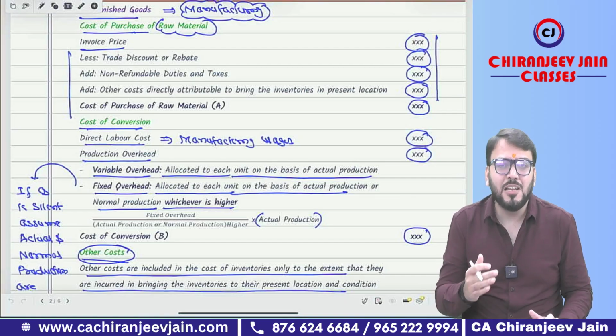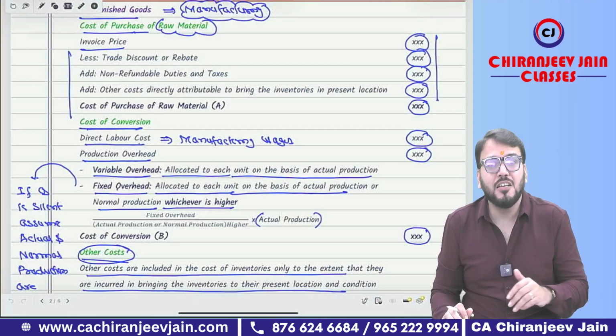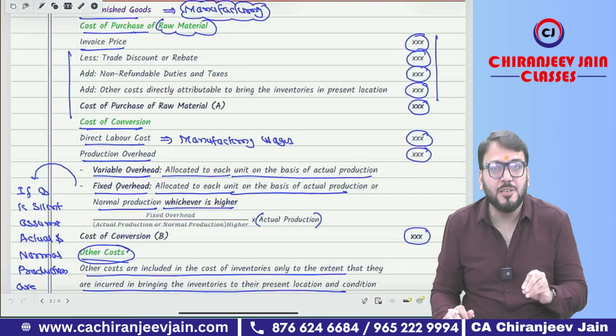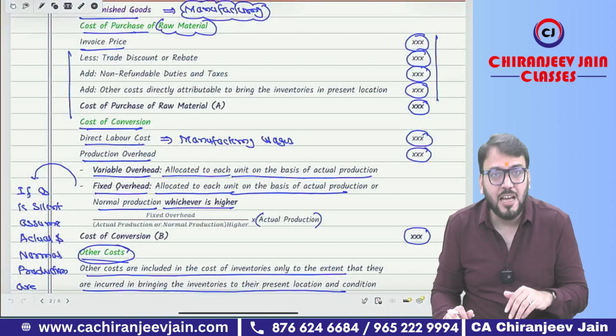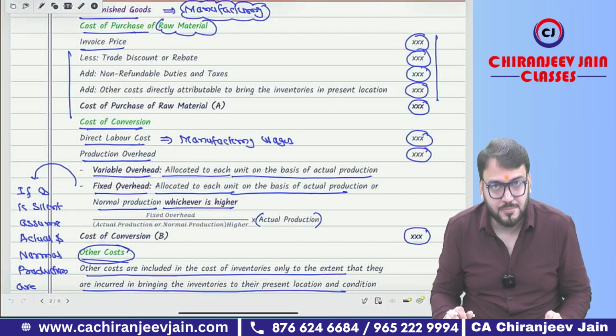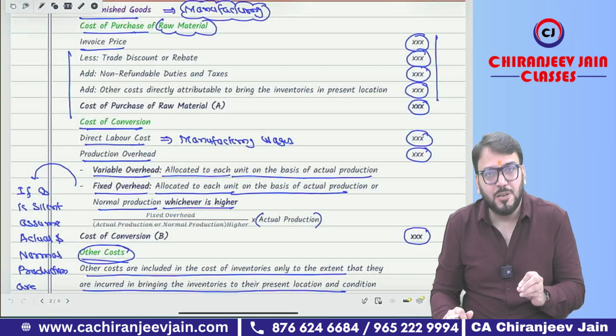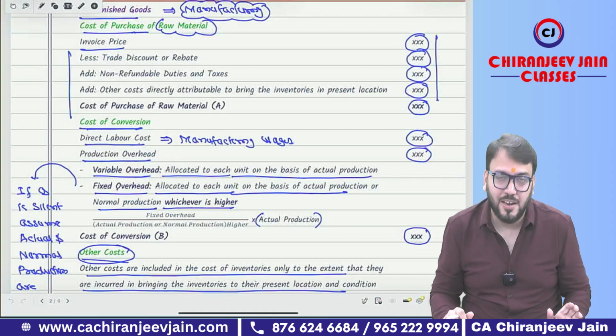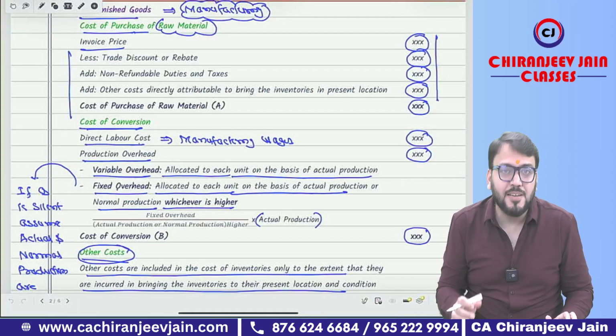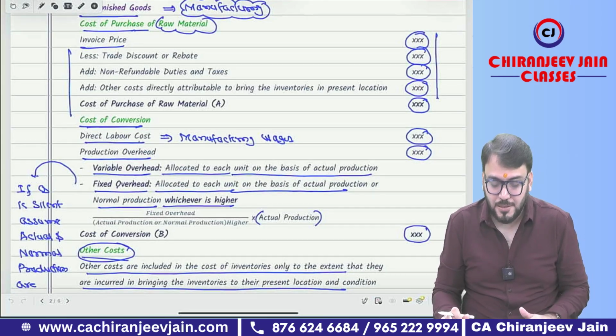Then we will also add other costs. Other costs are those expenses which are incurred to bring the inventory to its present location and condition of sale. That will also be added. Examples are packaging cost, transportation cost from factory to warehouse, etc. All these summed together will be the cost price of finished goods.